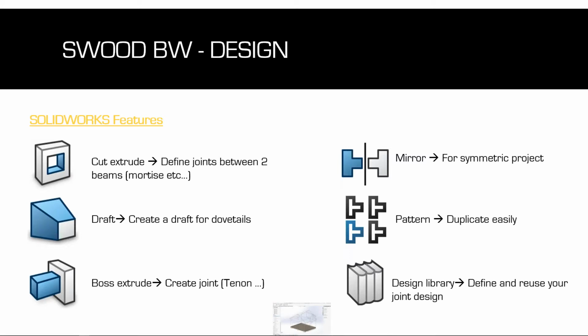Pattern to be able to duplicate one things that you would have designed. And finally, you can use as well the design libraries to define and reuse your joint design. So just so you know, you could as well use the SWOOD design libraries, so with the SWOOD connectors capabilities, to define those joints and apply them easily with this contact surface recognition.